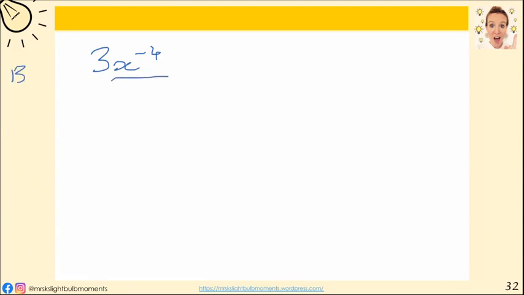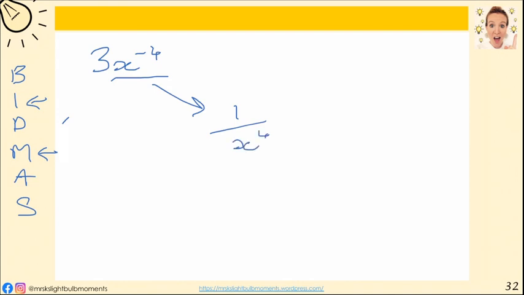Because of our BIDMAS, we've got our indices, which is where our power is, before our multiplication, which is the 3 times the x. So our indices comes first. So that means the x to the minus 4 is its own little term there, and we've got to do that first. So this bit becomes 1 over x to the power of 4.